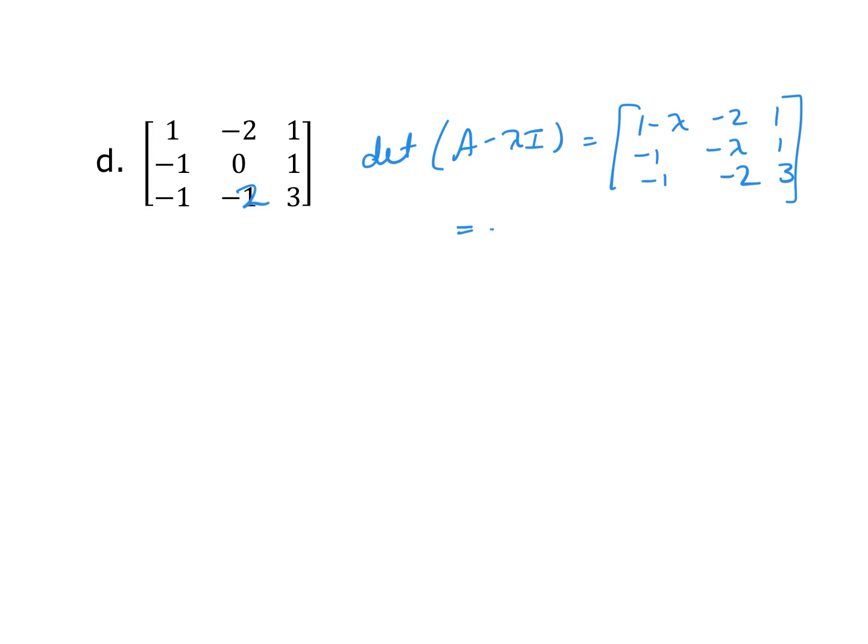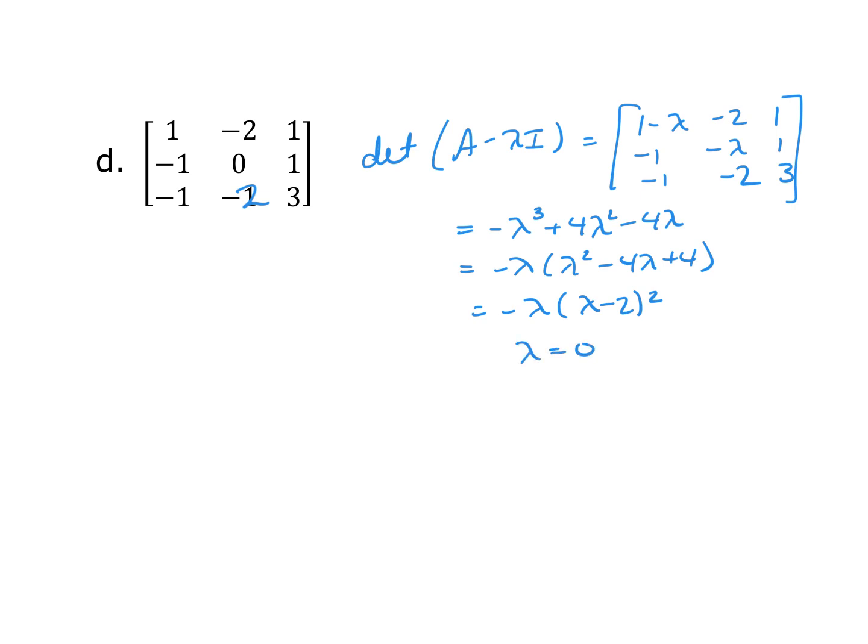It's going to be negative lambda to the third plus 4 lambda squared minus 4 lambda. Now, if I factor out a negative lambda, I'm going to get lambda squared minus 4 lambda plus 4, which actually isn't too bad. I should probably factor this a little bit more. It's a perfect square trinomial. So I get negative lambda times (lambda minus 2) quantity squared. So we get lambda is equal to 0, and lambda is equal to 2 with a multiplicity of 2.